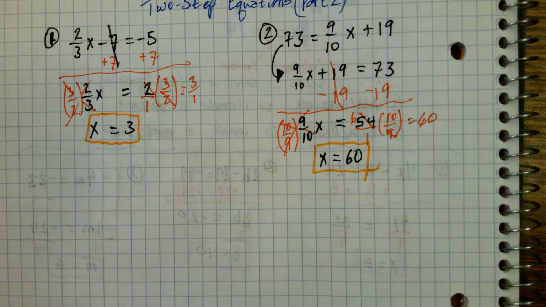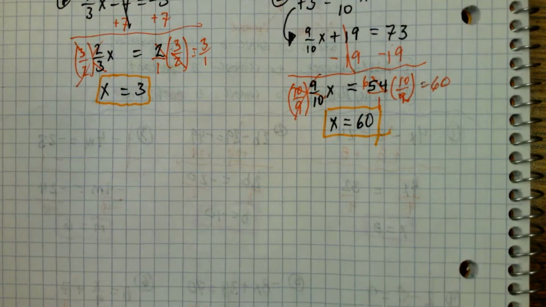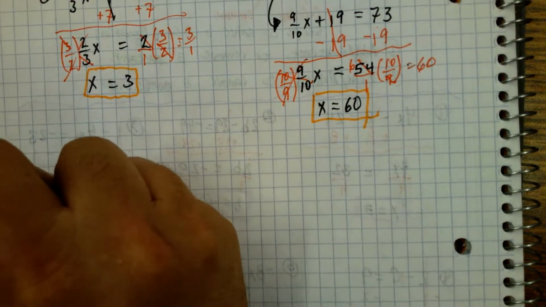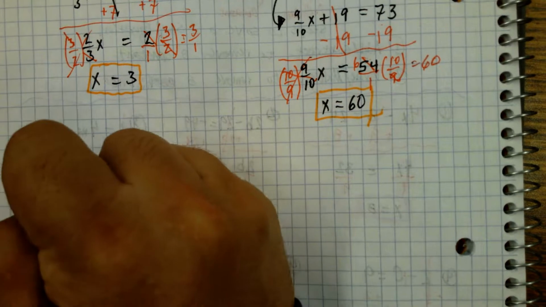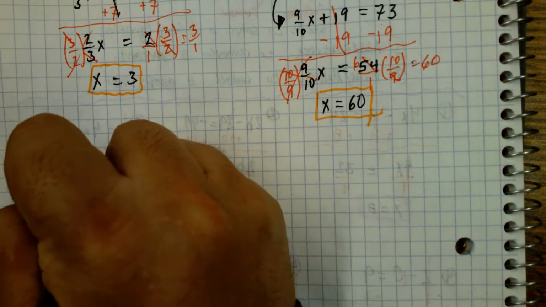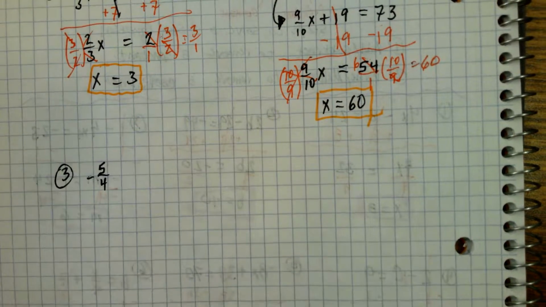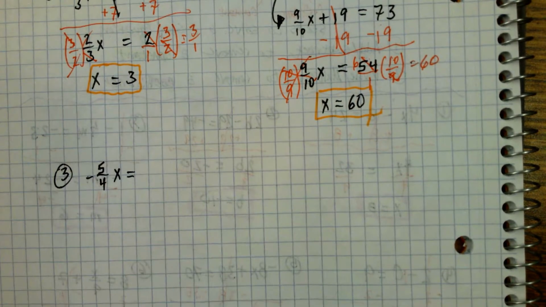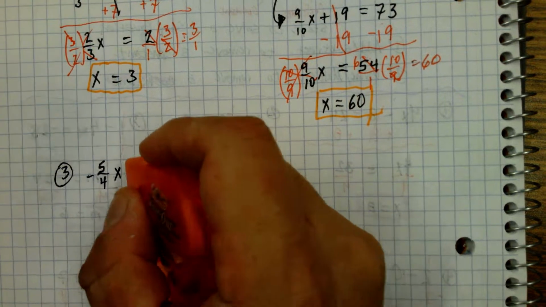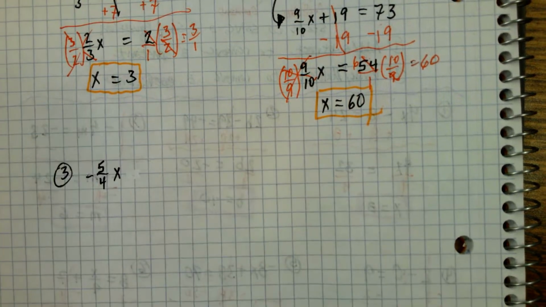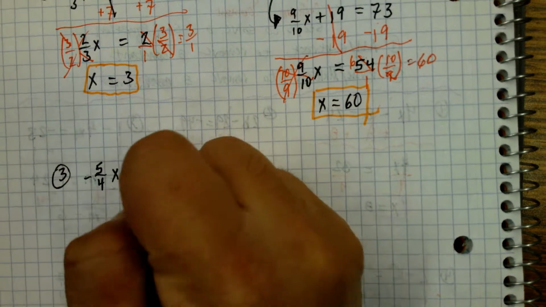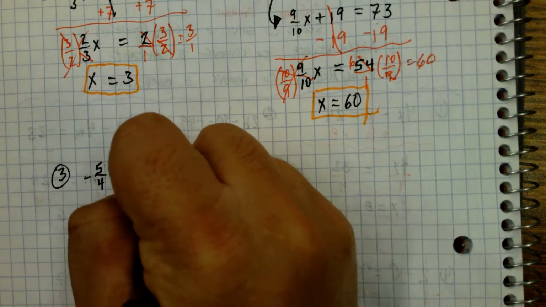Okay. Couple more and then we're done. Number 3. Negative 5/4 x minus 4 is equal to 16.